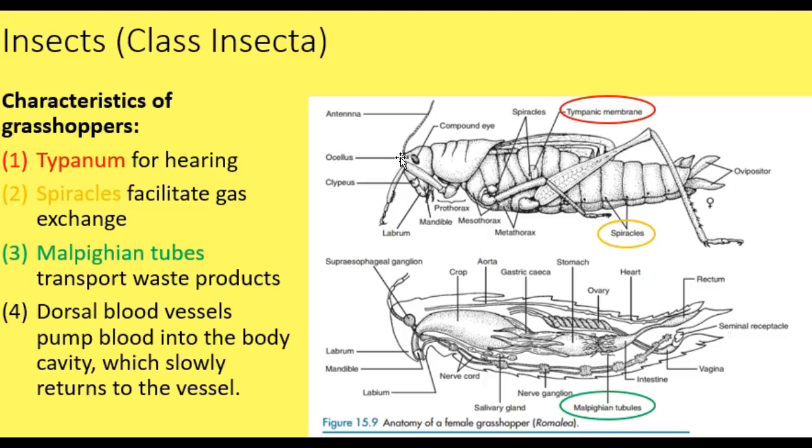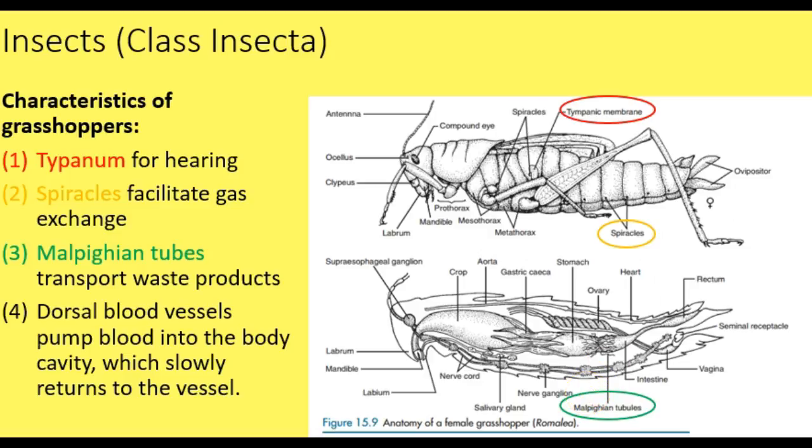The tympanum is a sound receptor, and the spiracles are openings into the tracheal system, which is a network of tubules that carries air directly to the body tissues. Internally, the gastric ceca are glands that aid in digestion. Metabolic wastes are removed by the Malpighian tubes, and these empty into the intestine.